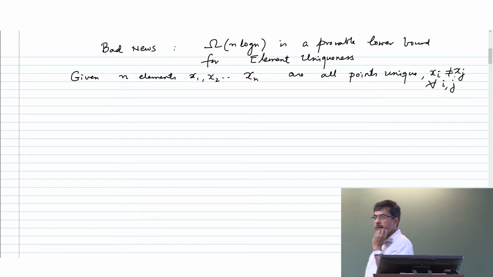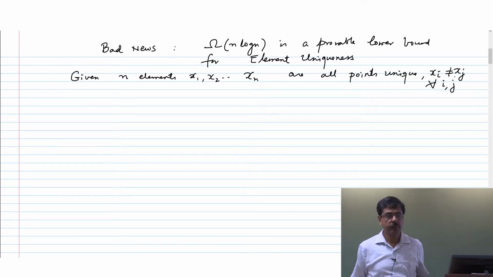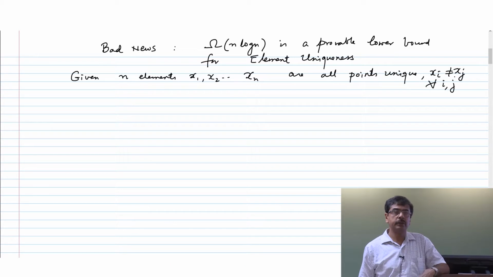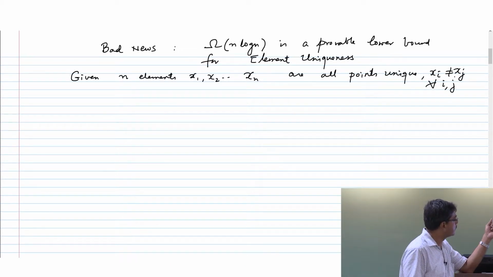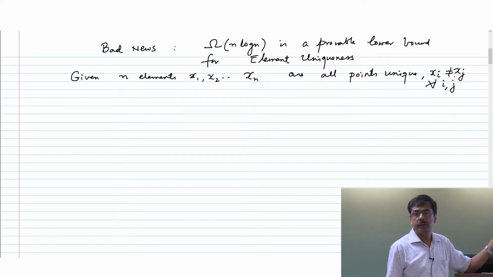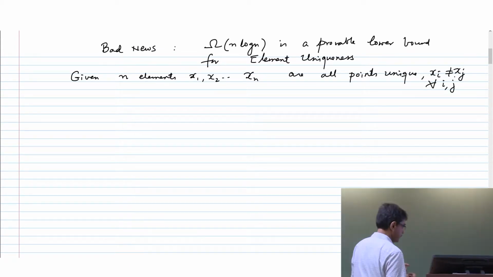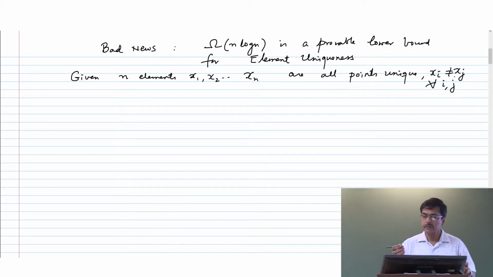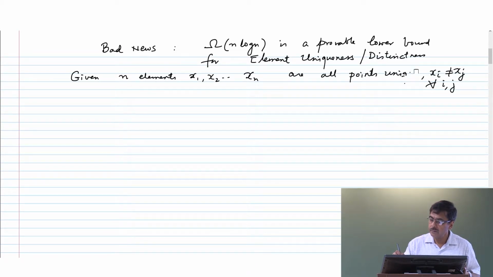So this is a decision problem. It's a very simply stated problem. I give you a set of numbers and I ask you, tell me whether or not there is a duplicate. That is what I have defined. Given n elements, are all points unique? That all points are distinct. Sometimes it's called distinctness, and that's a better term.